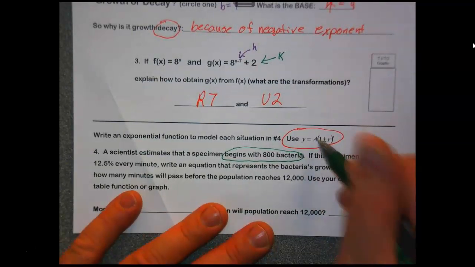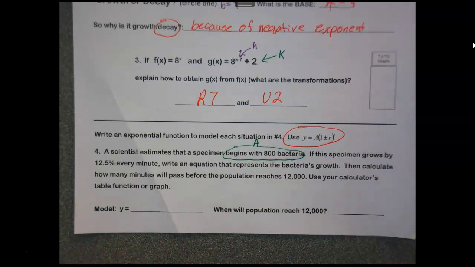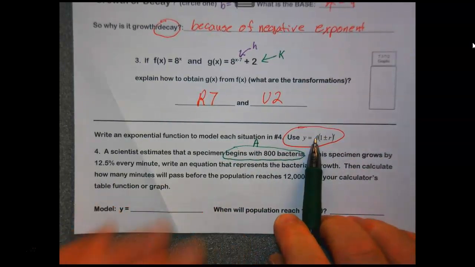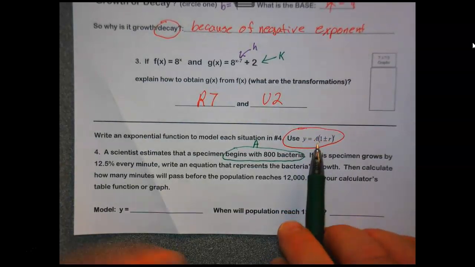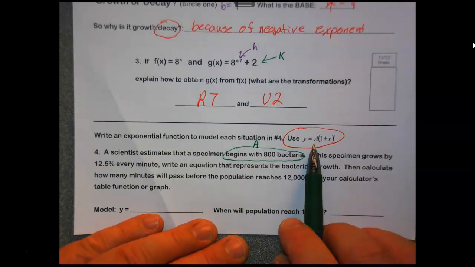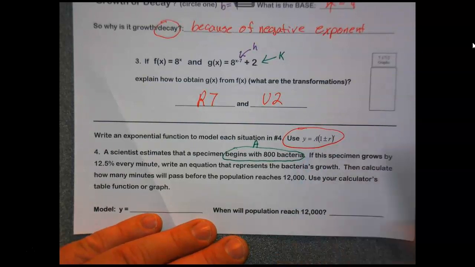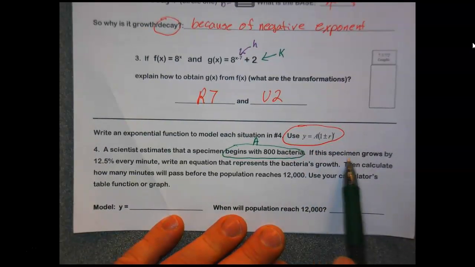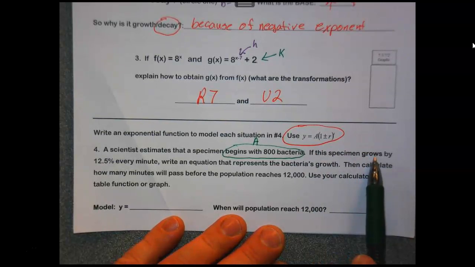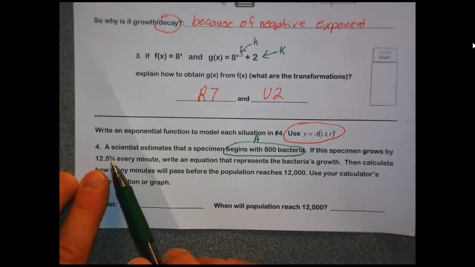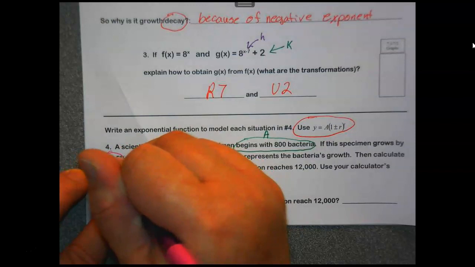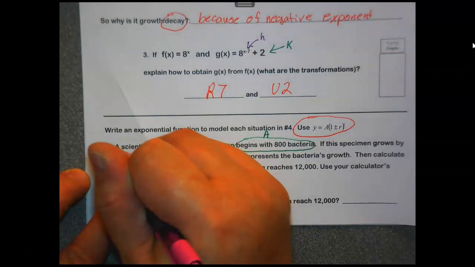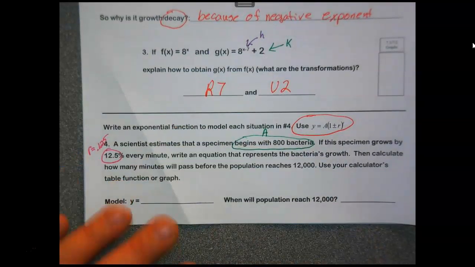That's our A, that's our capital A, that's our initial amount. Now, I know in the following formulas, they're going to change variables on you. Watch where that is. It's before the parentheses. That's the initial amount. If the specimen grows, so it's going to be a plus sign, by 12.5%, well, there's our rate. Move the decimal place over twice, 0.125. There's our rate.